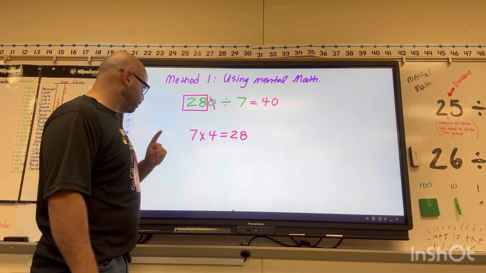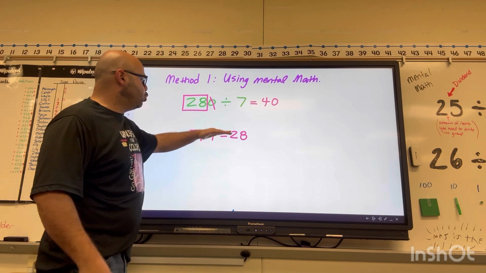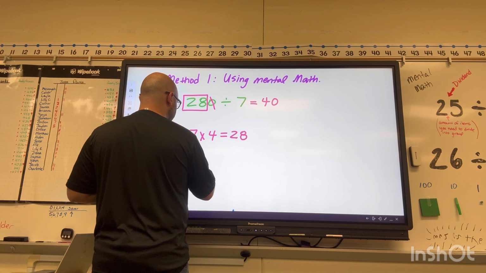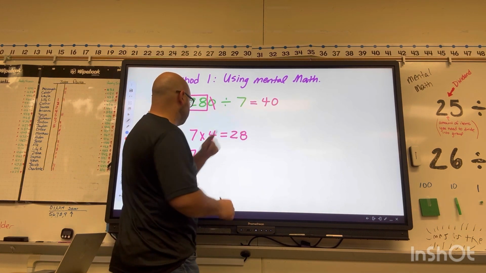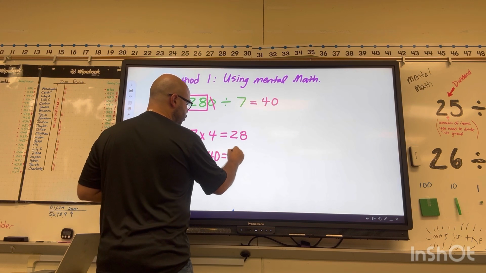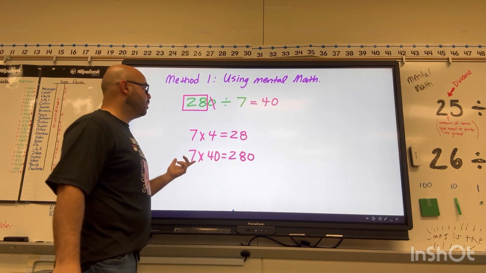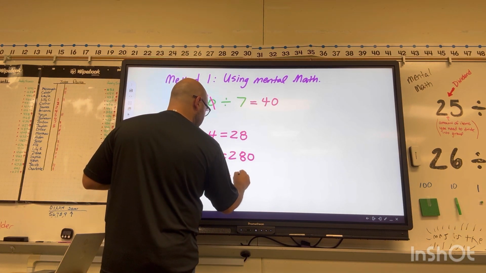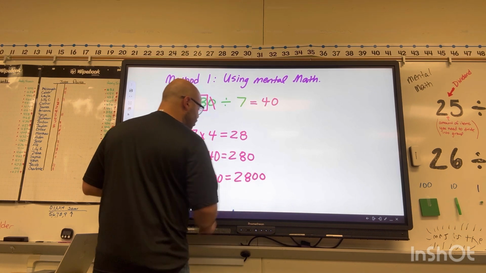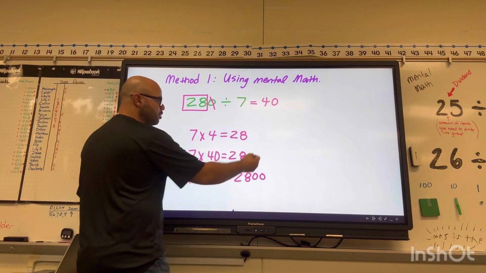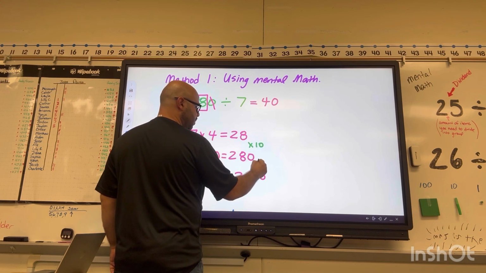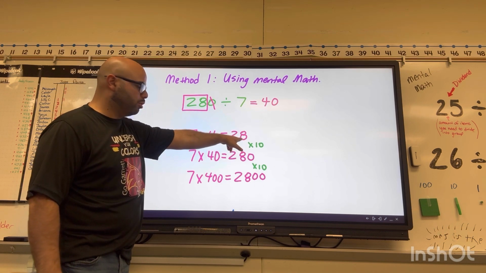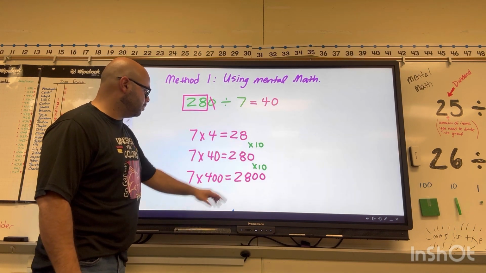Now, let's look at how 28 increases, right? So you have 28, right? 7 times 4 equals 28. 7 times 40 equals 280, right? And if we go a step up more, 7 times 400 equals 2,800. If you look, these are increasing times 10, times 10, okay? All they're doing is multiplying your product times 10, times 10, times 10.